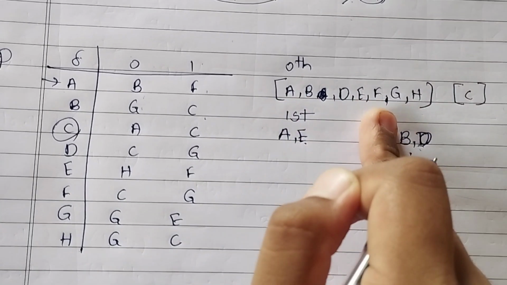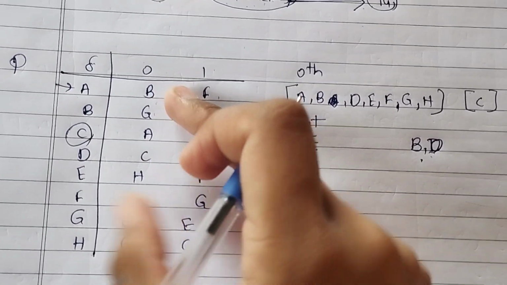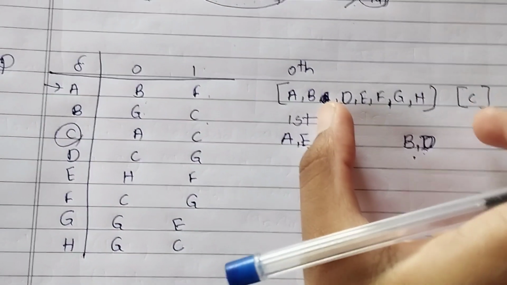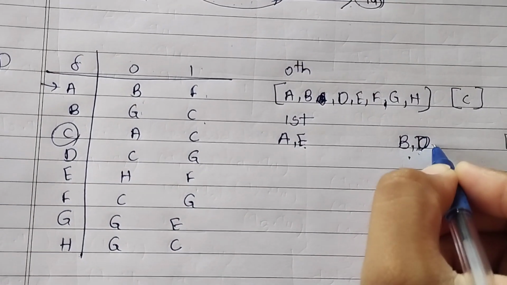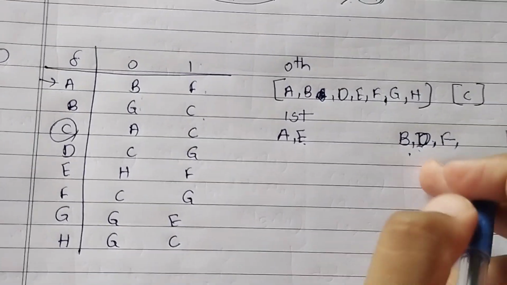Now A and F. A reads 0 in B, F reads 0 in C. So B and C: B is a separate group, C is a separate group. So these are also not in the same group. So F is added here.